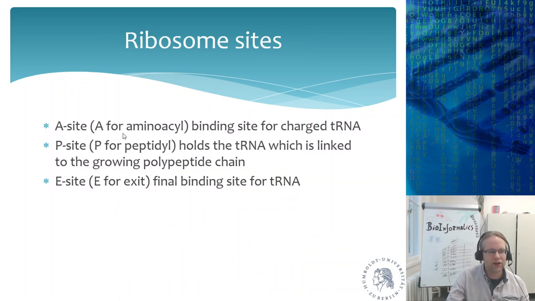Just in detail, we have the A site, which is the aminoacyl site, which is the binding site for the charged tRNA. Then we have the P site, for peptidyl, which holds the tRNA that is linked to the growing polypeptide chain. And then we have the E site, which is the exit site, the final binding site for the tRNA before being ejected from the ribosome. So it's like a three-stroke engine, and as soon as something new binds into the A site, the previous A site is moved to the P site, and the P site is moved to the E site, and the E site is made empty. So it's kind of an engine which just continuously runs and synthesizes proteins.